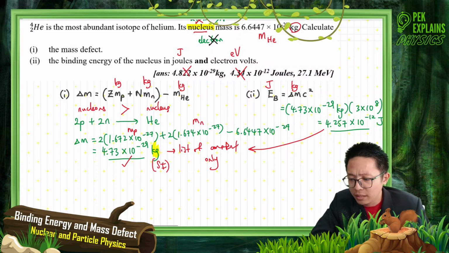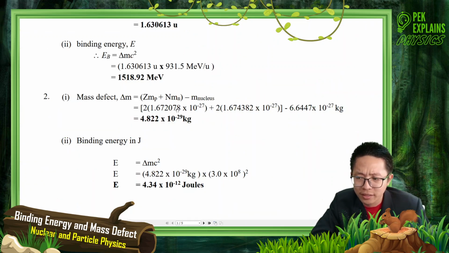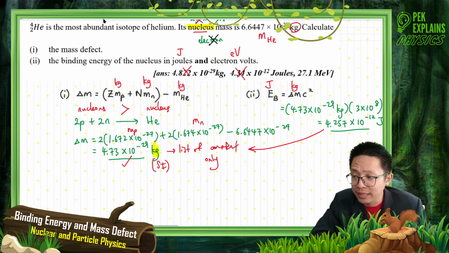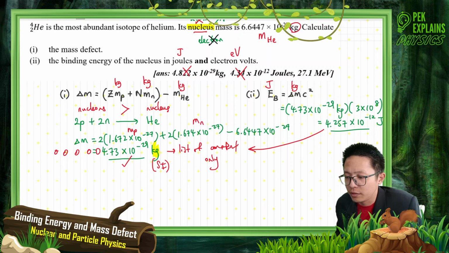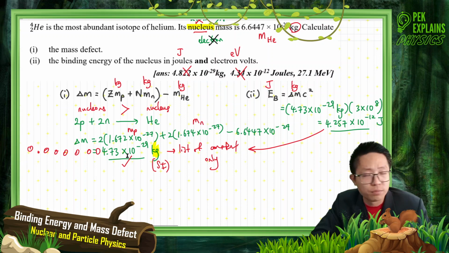So you see, a little bit of difference in the decimal place will result in a big difference in the final answer. Why is that? Because this is a very, very small value, exponent negative 29 kilogram. Exponent negative 29 means in front there are how many zeros? So this is 0.0000 and so on. You understand? So this is a very, very small value.